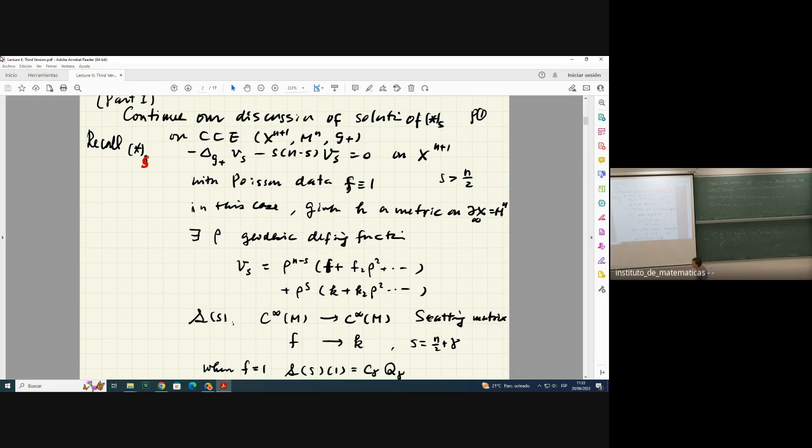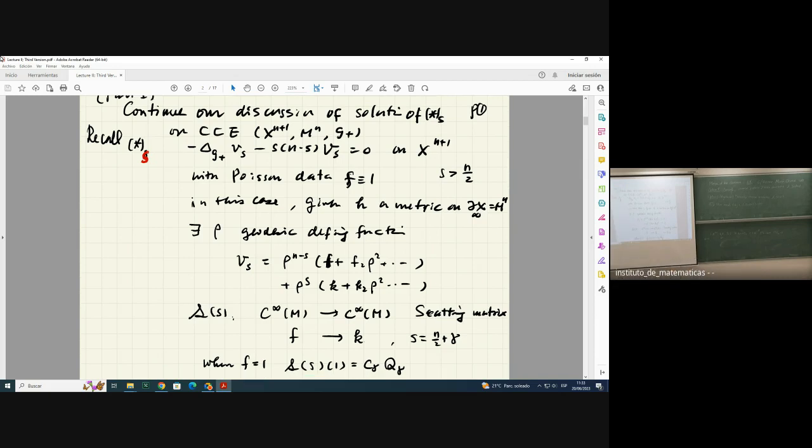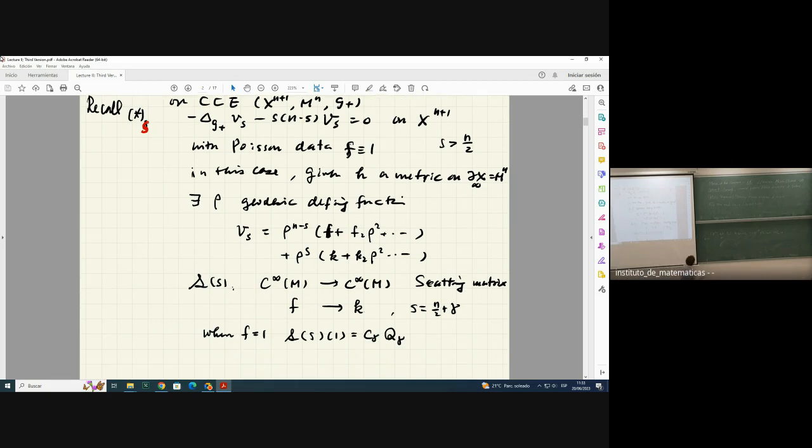And yesterday I talked about the specific solution of these Poisson equations, and that's this equation. This is the notation I use. Minus S and minus S, Vs equal to 0. So this is the equation on X^(n+1). And my Vs has a Poisson data rho to the n minus s, and this is Dirichlet data identically equal to 1, plus the lower order term, and then plus the scattering data and the rho s. That's what I sometimes denote this function by f, the other function by g. So g starts with k and k2 and so on.